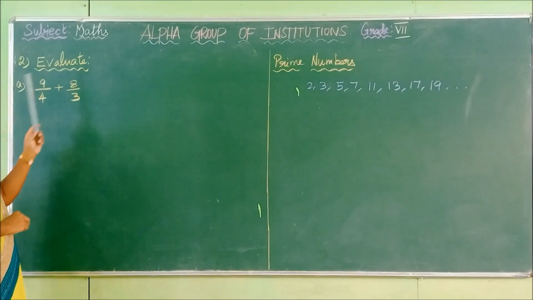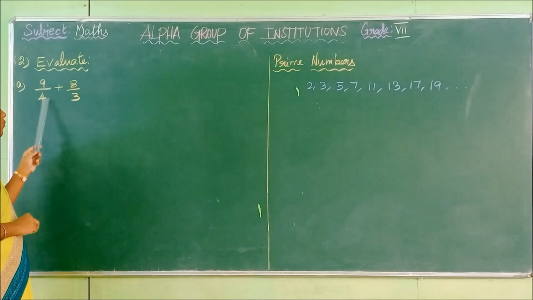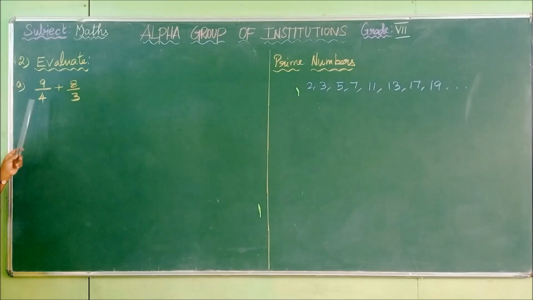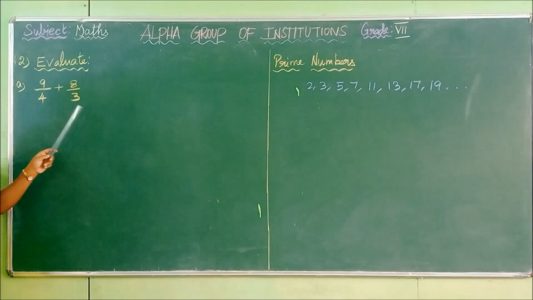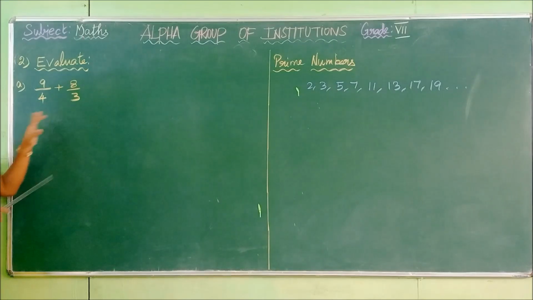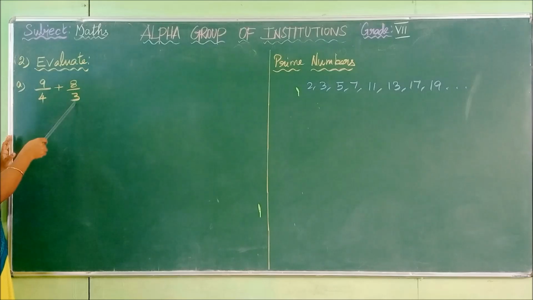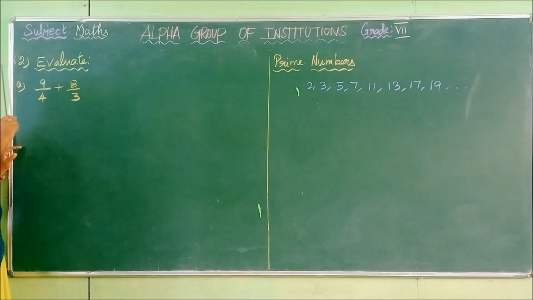Let us see one more sum. Second sum, evaluate subdivision E: 9 by 4 plus 8 by 3. Observe these rational numbers, children. See the denominators, 4 and 3. They are different. So these two rational numbers are unlike fractions. We can't add unlike fractions. We can't subtract unlike fractions. So what do we have to do?